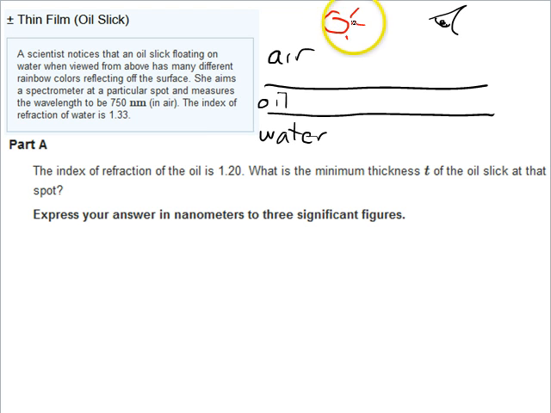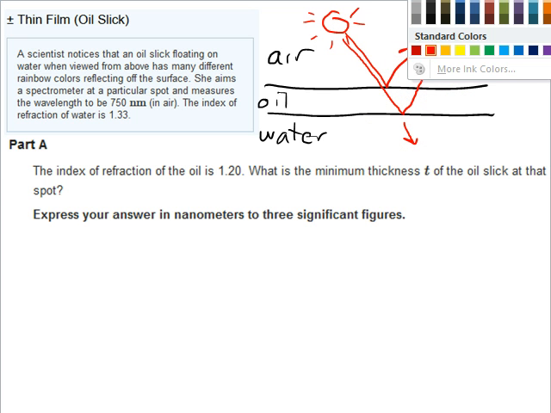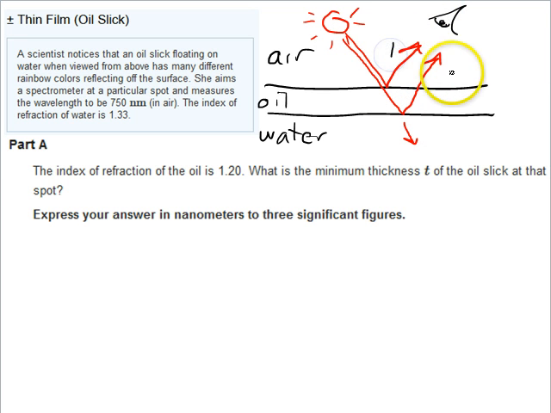Here's the sun up here, and there's light coming down, and it's actually at normal incidence, but some of it will be reflected off the surface of the oil, some of it will transmit into the oil, and then reflect off the surface of the water. Maybe even some more of it will actually go down into the water. But the point is that she's seeing this reflection if there's constructive interference between beam 1, the first reflection, and beam 2, the second reflection.